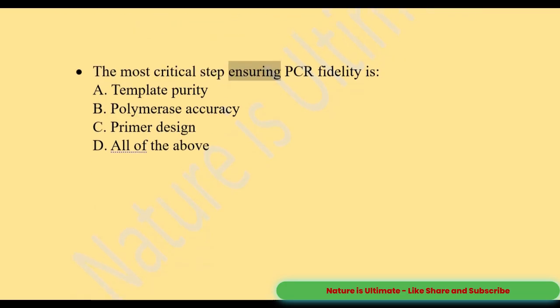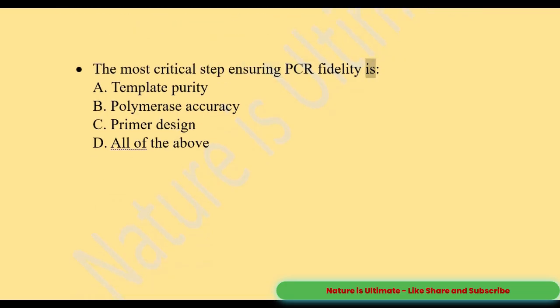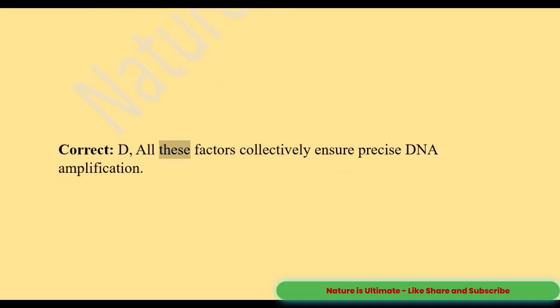The most critical step ensuring PCR fidelity is A. Template purity, B. Polymerase accuracy, C. Primer design, D. All of the above. Correct. D. All these factors collectively ensure precise DNA amplification.